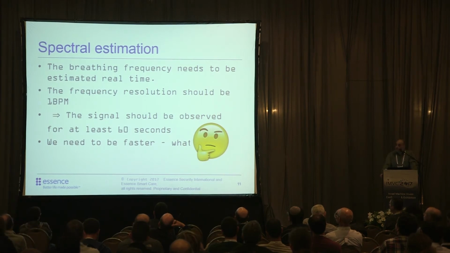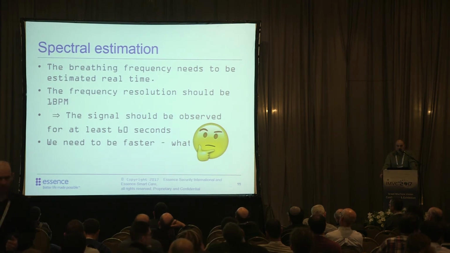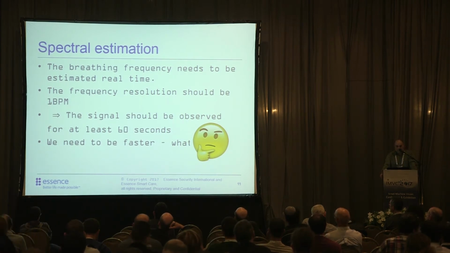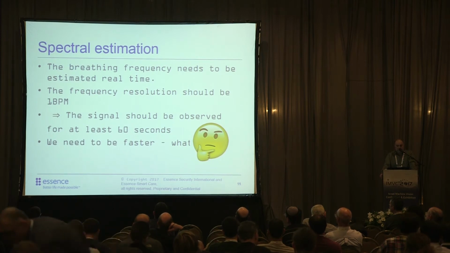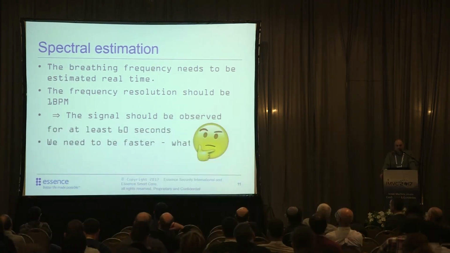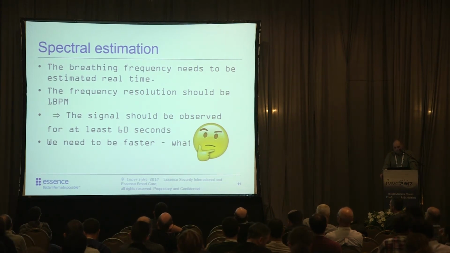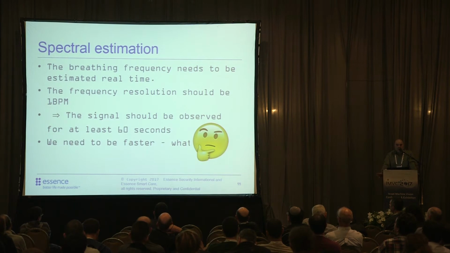So once we have estimated this slope and DC term, what we want to do now is estimate the breathing frequency, and we want to do that in real time. We also want the resolution of the breathing estimation to be less than 1 BPM, breaths per minute. If we use usual Fourier analysis, we have to observe the signal for at least 60 seconds, which leaves us wondering what we should do.